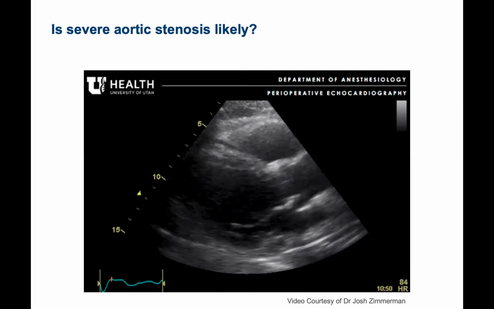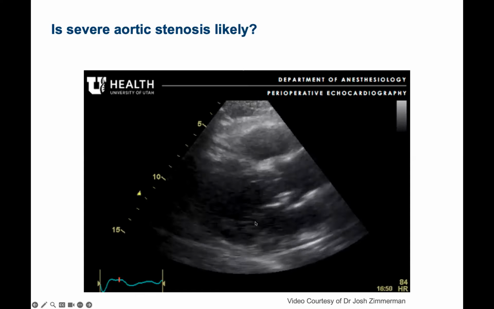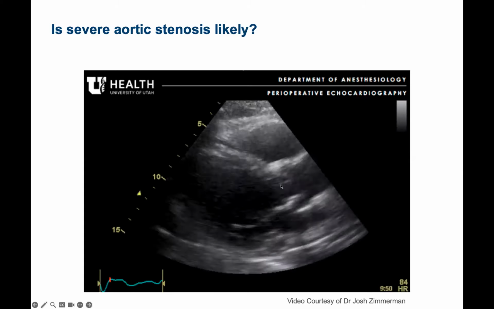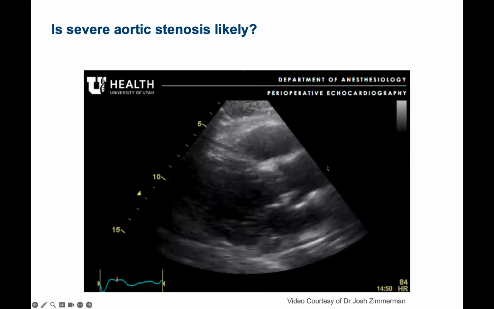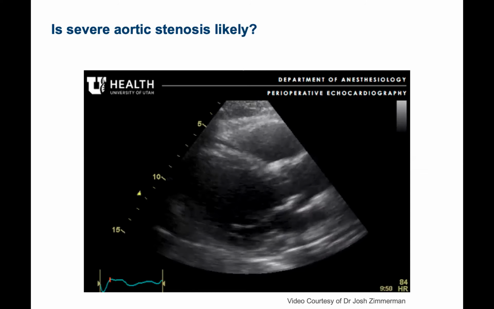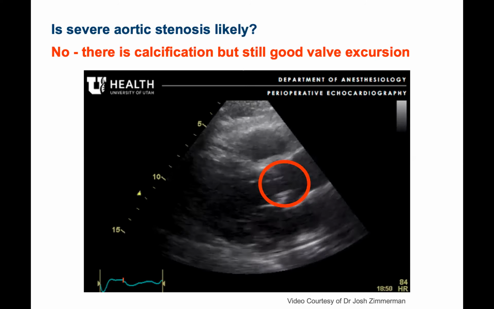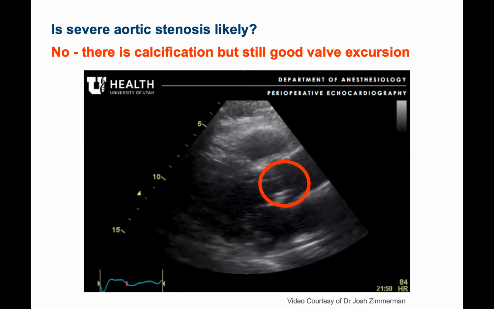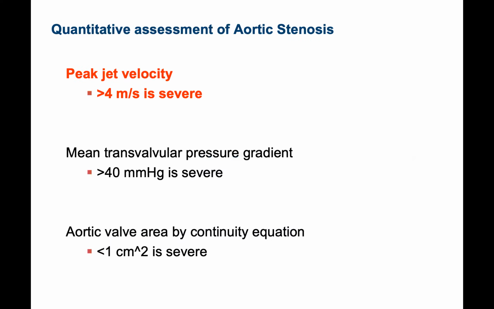Another picture here, parasternal long axis view again. So left ventricle, left atrium, mitral valve, LVOT, aortic valve, ascending aorta, and right ventricle. If you look closely again at that aortic valve and ask yourself, is severe aortic stenosis likely? The answer is no. There is calcification, but you can still see the fluttering of those leaflets opening and closing, and you still see good valve excursion.